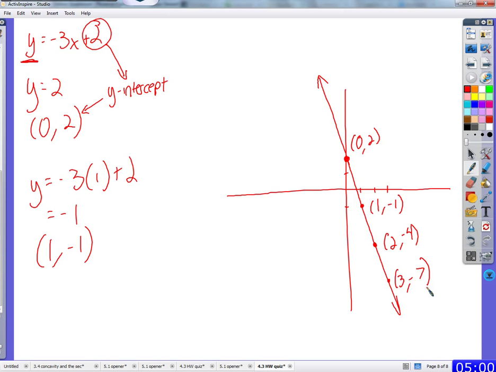How did you find 1 and -1? So we just plugged in 1 for x, right? Why 1? Because 1 is so easy to put in for x. So we put a 1 in for x. 1 times -3 is -3. -3 plus 2 is -1. Oh, okay. So there's our x is 1, and y came out to be -1.